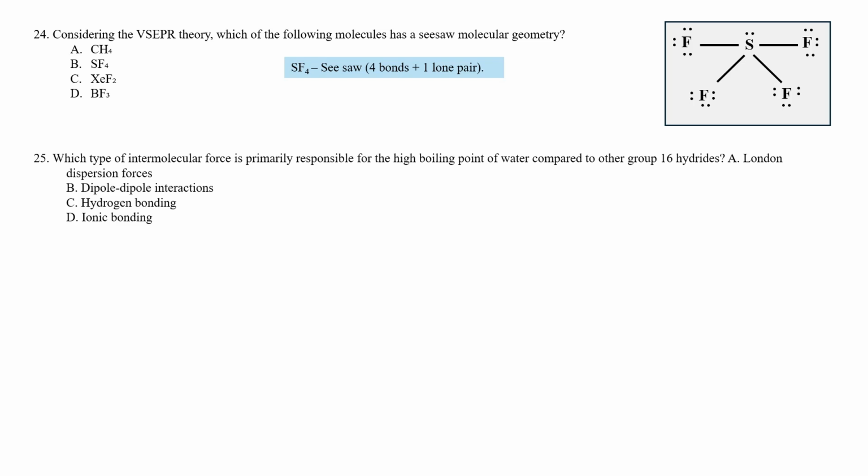4 bonds and 1 lone pair we call seesaw shape or distorted tetrahedron. Which type of intermolecular force is primarily responsible for the high boiling point of water? There are 3 types of intermolecular interactions, mainly hydrogen bonds, dipole-dipole interactions, and London dispersion forces. Among these 3, London dispersion forces are the weakest. The second strongest is dipole-dipole interactions, and the strongest intermolecular interaction is hydrogen bonding. Water has unusual properties due to the presence of hydrogen bonding.